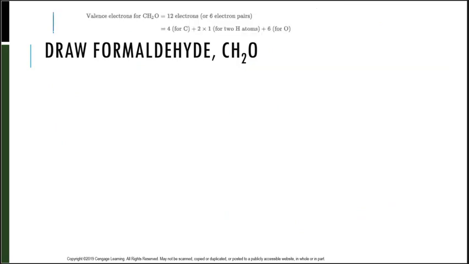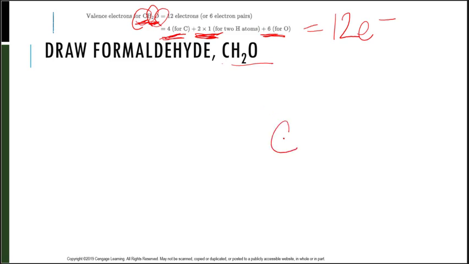This one might have been a little tricky for you. When you did your valence electron count, we've got 4 for carbon, 2 hydrogens, so 2 times 1, which is 2, and an oxygen, which is 6. So add those up, 12 electrons we have to account for. Let's draw it. Let's put a C, we've got an H around it, a second H, and an O.